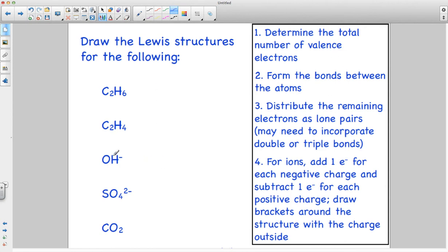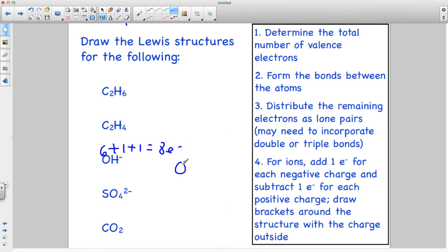Now, just as a brief reminder, if you're seeing any type of charges, that means you're either going to add electrons or subtract electrons, depending if you are positive or negative. Since we have OH minus, it's going to be adding an electron. So we have 6, because oxygen's in group 6, then hydrogen is 1, plus 1 more electron for the charge. So we have 8 electrons that we need to place.